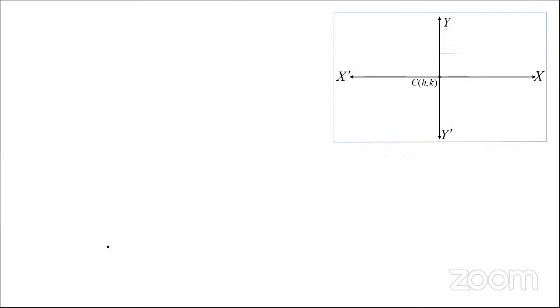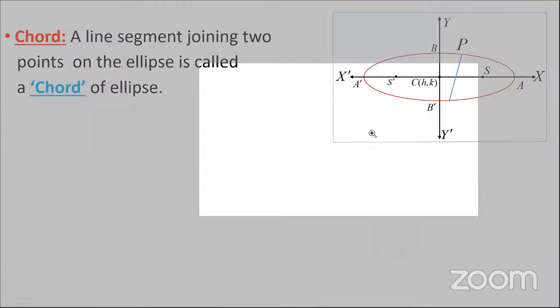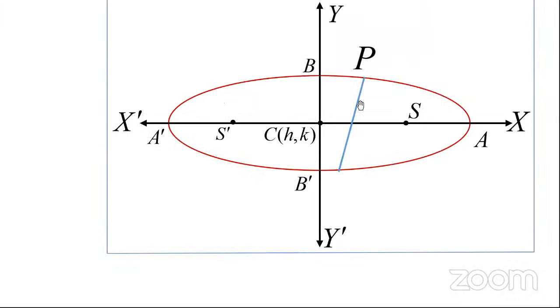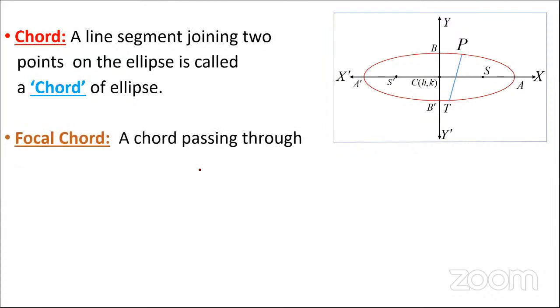So this is the plane. This is an ellipse. Let's focus. Then a chord. A chord means a line joining 2 points of the ellipse. So this is a chord. That is a chord of an ellipse. Next, a focal chord, which is a chord passing through the focus of the ellipse, is called a focal chord.